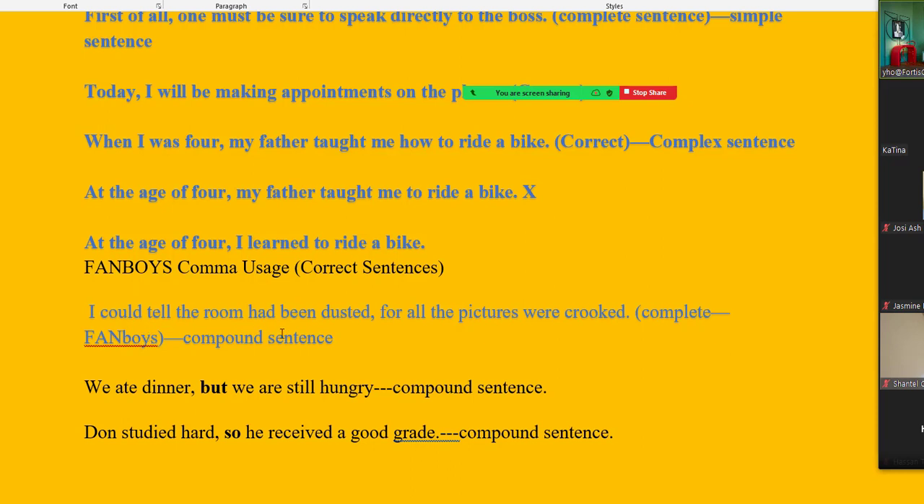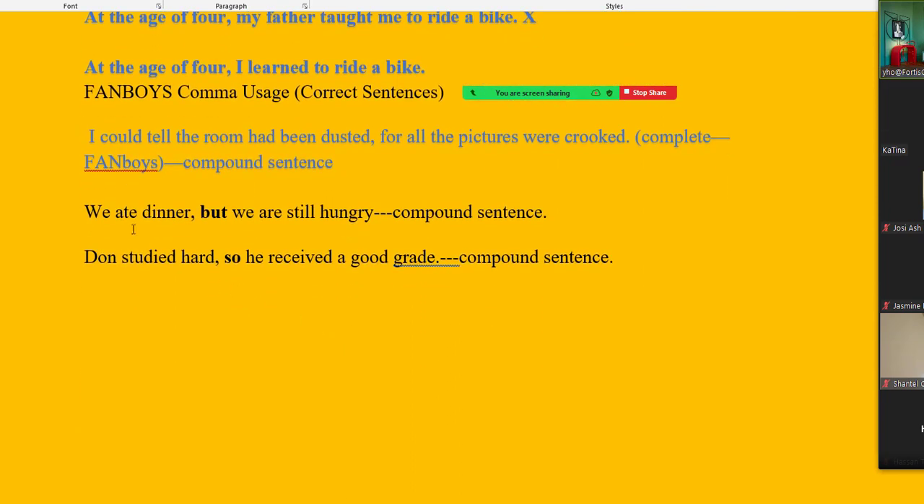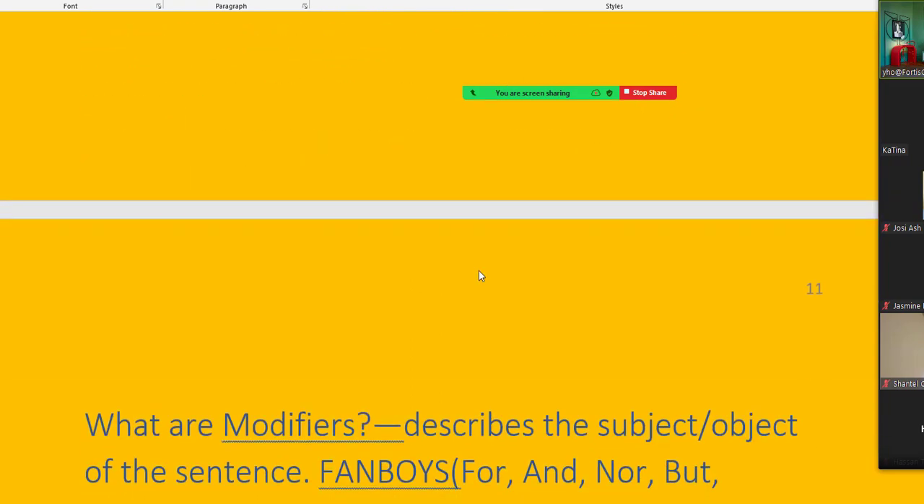I could tell the room had been dusted, for all the pictures were crooked. Remember that for means because. Therefore, for is part of the FANBOYS, as in compound sentences, so that means you have to have a comma before the for. This is a correct sentence because it is part of FANBOYS, and it is a compound sentence. Here are some more examples, but they're not in the quiz because I put them in black. We ate dinner, comma, but we are still hungry. Don studied hard, so he received a good grade. Those are all compound sentences.